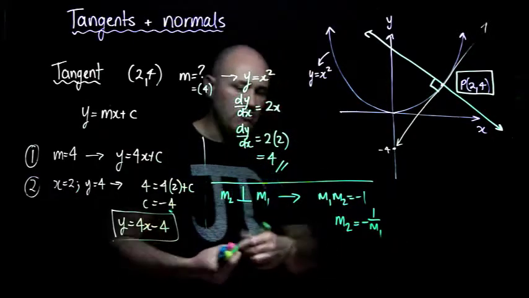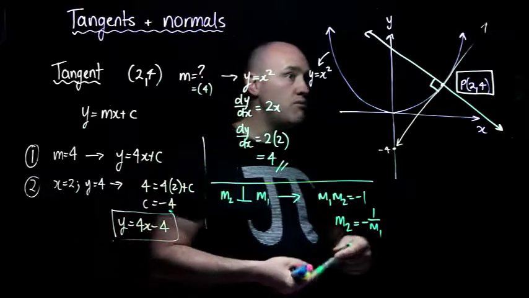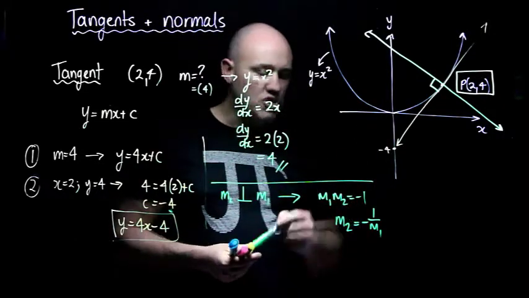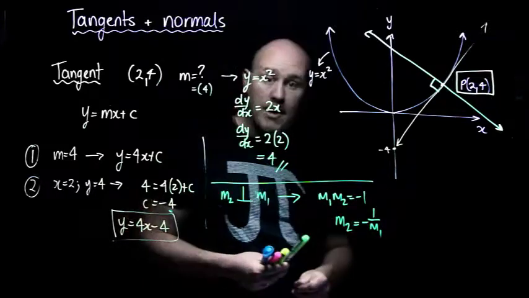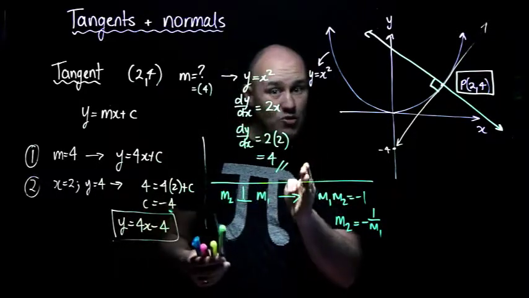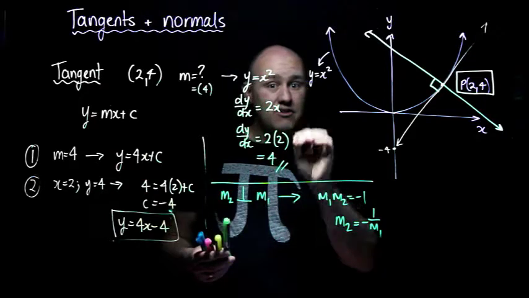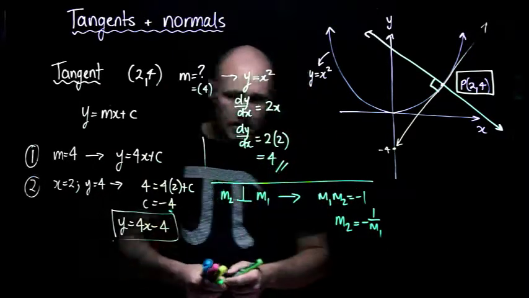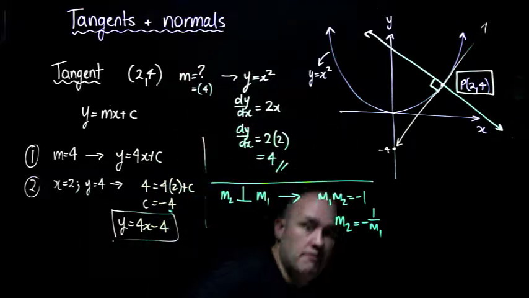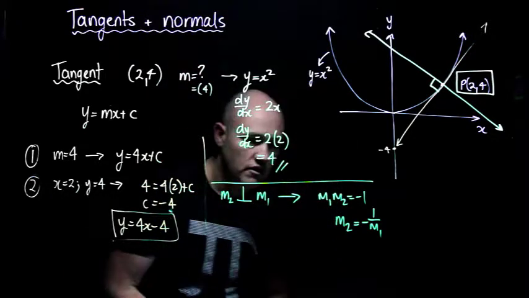So the way you might hear it said, your teacher or me might say, is that m2 is equal to the negative reciprocal, the negative flipped over version of m1. The gradient of the normal curve, or the normal line, is equal to the negative reciprocal of the gradient of the tangent. Anyway, let's have a look at this now and build our understanding.